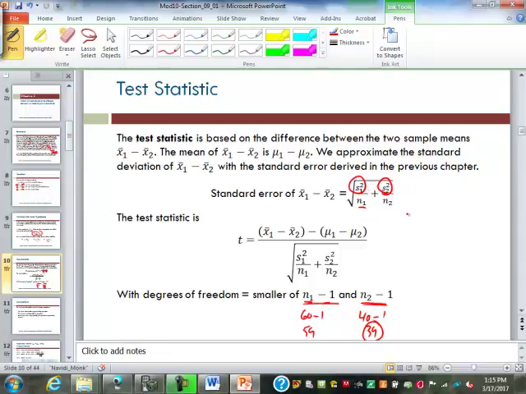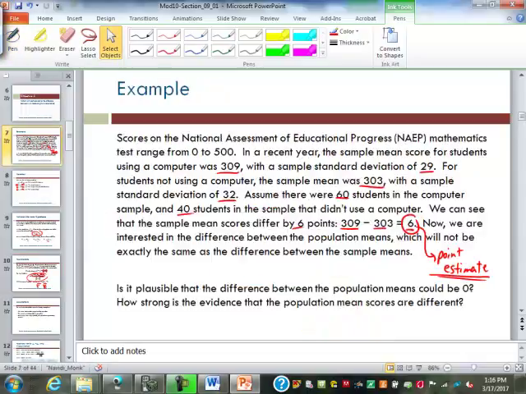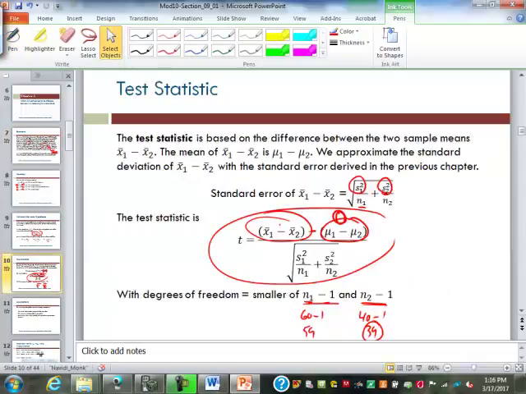So looking at this, then our test statistic is the difference in their sample means minus the hypothesized difference in the population means. Well, our hypothesis is that the difference is 0, so that's usually 0 is going to go in there. The sample mean difference is 6. So that'll be 6 there. And of course, these numbers down here, 29 squared, 32 squared, 60, and 40. They'll show us this in the next step, hopefully. Nope. So let's go ahead and we'll fill that in.